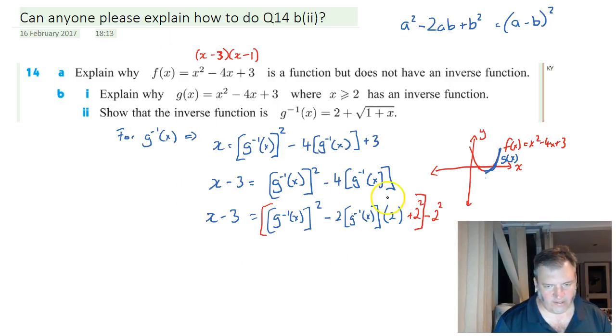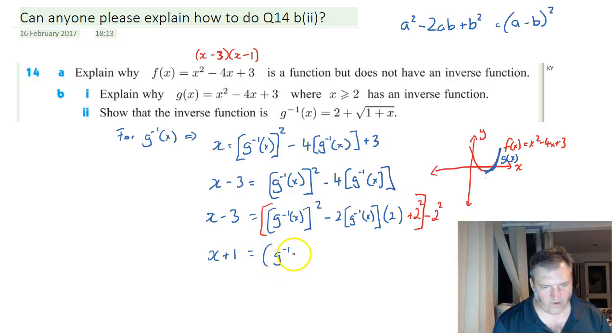First of all, what do I need to do? This negative 2 squared, that's negative 4. I'm going to add 4 to each side. So the left-hand side is going to become x plus 1. This term inside those red brackets, the perfect square, I can now write as g negative 1 of x, so that's my a from this expression, minus, what's the b? What's equivalent to b in that expression? It's just the 2, isn't it? So g negative 1 of x minus 2 all squared.